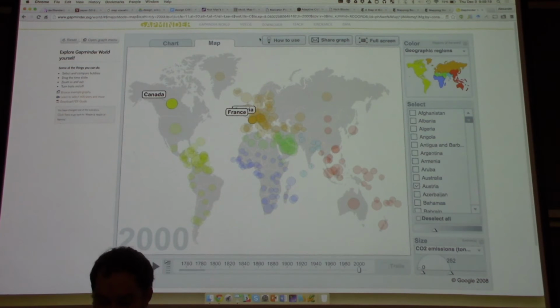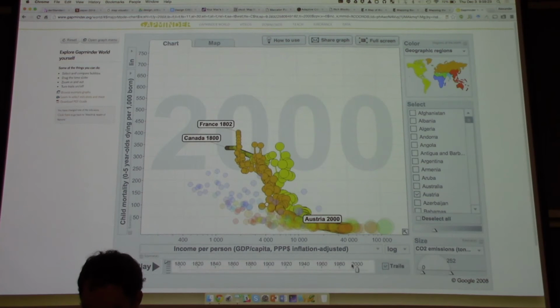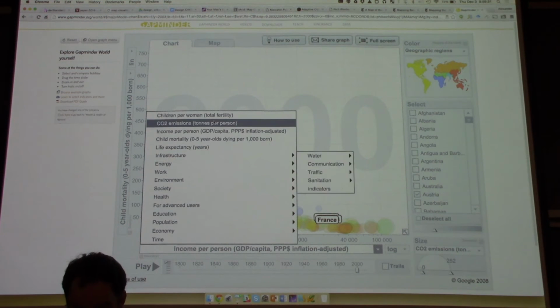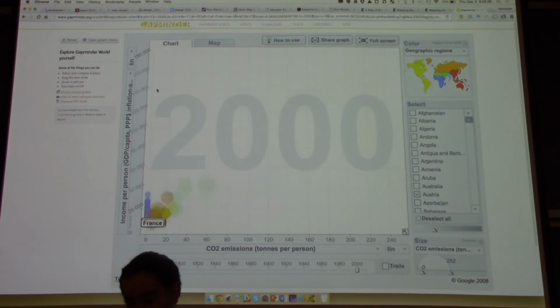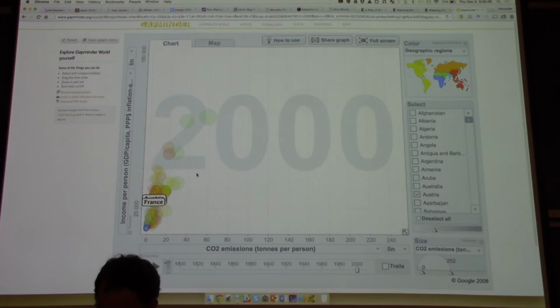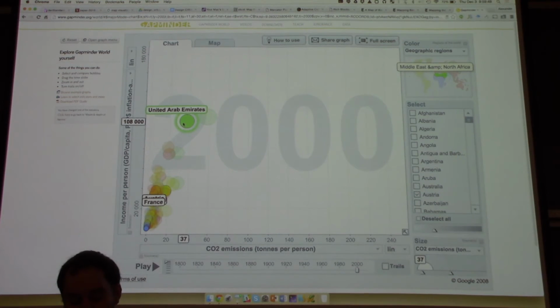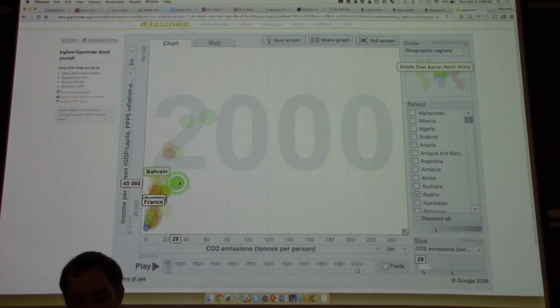And if we look at this in the chart, and we switch off the trails, and we plot CO2 emissions versus income per person. I don't know why it doesn't scale quite right, but you can see that there's kind of this linear relationship, and the biggest emitter per person is Qatar, and the United Arab Emirates and Kuwait, and then Luxembourg and Brunei, and so on.